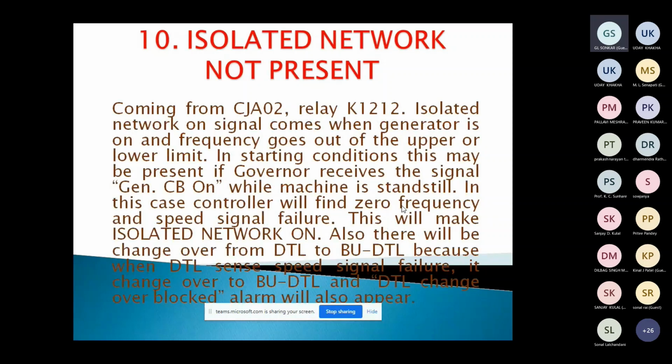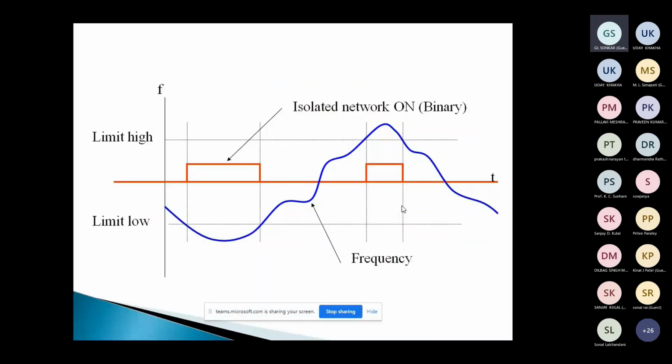What is an isolated network? This is the isolated network. That means there is a limit of the frequencies, below and above which is not tolerable. But this should be present when the machine is in operation.